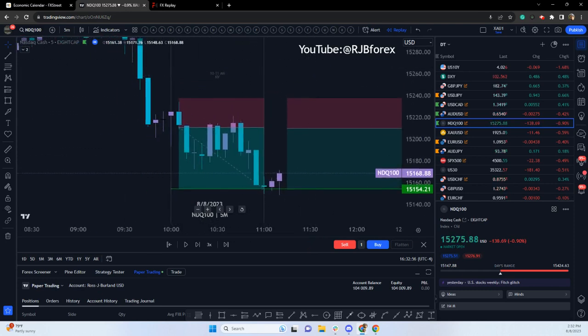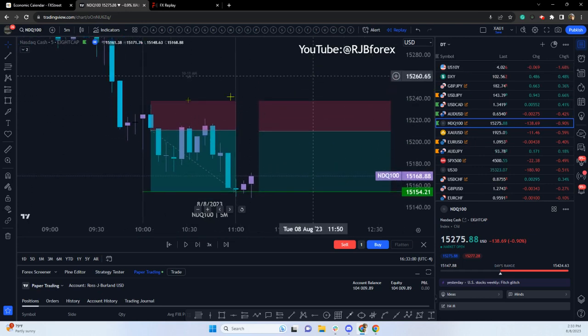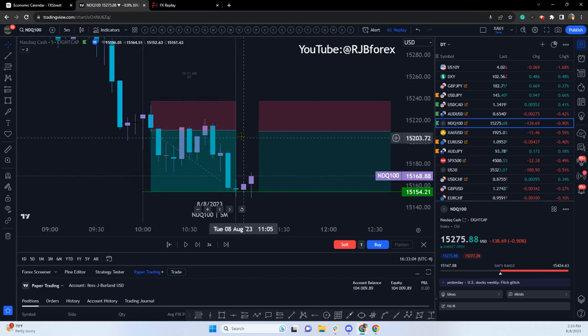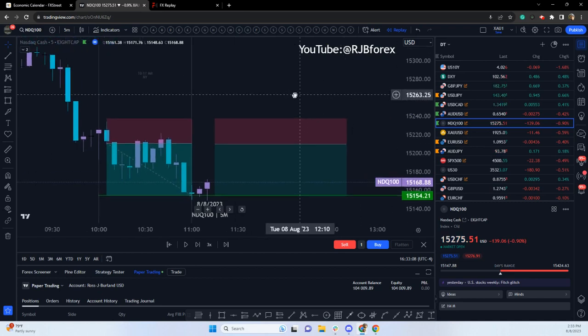So I've put it in the educational section on Discord if anyone wants to check that out. But it's 10 o'clock New York open, and essentially those are the rules. Very, very basic mechanical trade system.